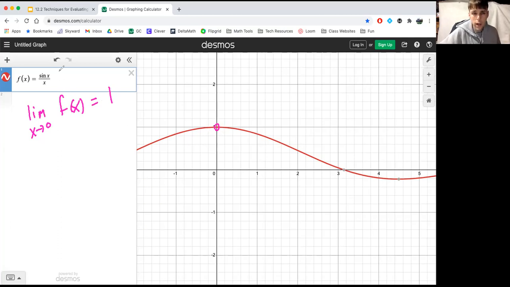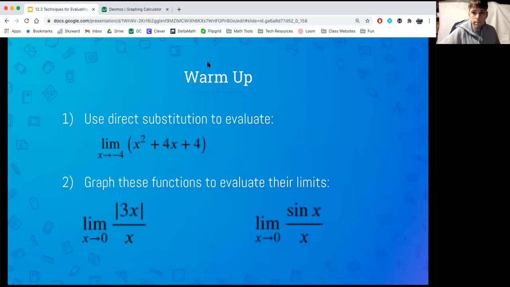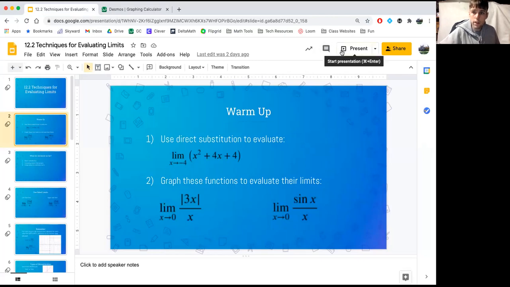There are ways to algebraically evaluate this limit as well, but we would need to know a little bit more about trigonometry that we have not studied yet. All right, so let's go ahead and go back to our notes here.